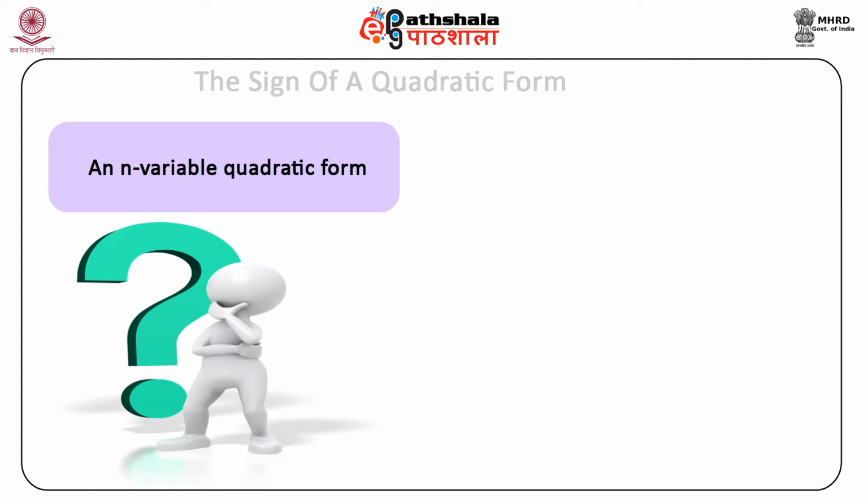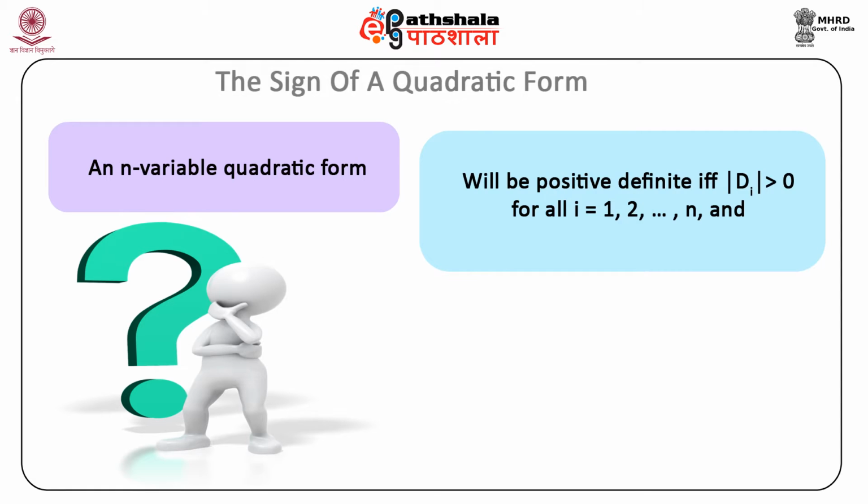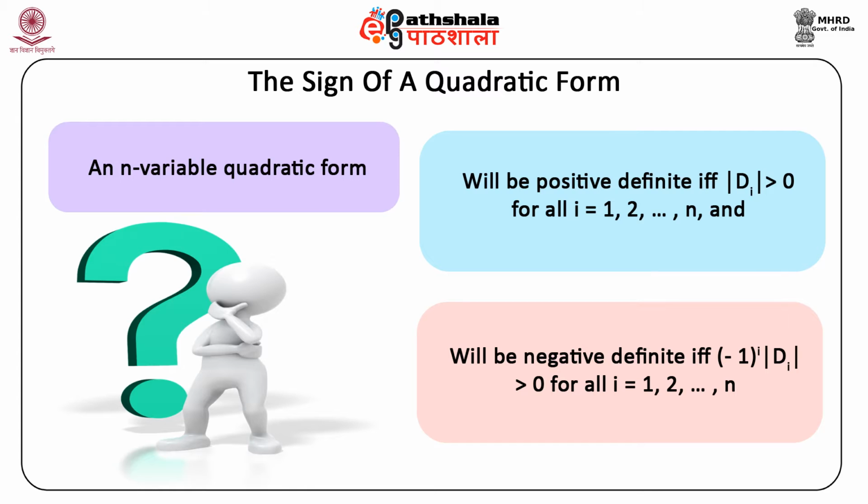Thus, an n variable quadratic form will be positive definite if and only if determinant di is greater than 0 for all i from 1 to n, and will be negative definite if minus 1 raised to the power i times determinant di is greater than 0 for all i from 1 to n. It may appear that if weak inequalities are used in place of strict inequalities, then the form will be semi-definite, negative or positive as per the sign of the leading principal minors. This is however not correct.